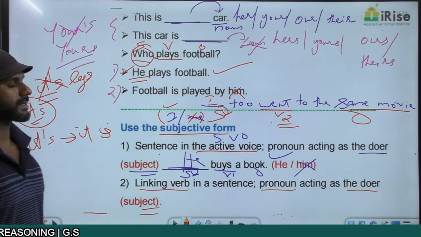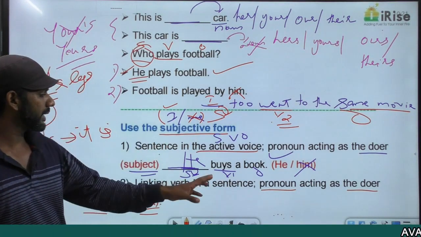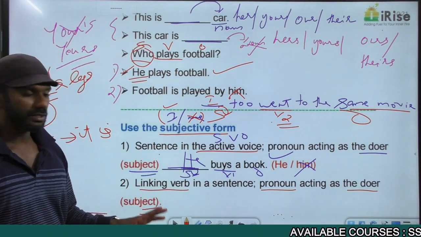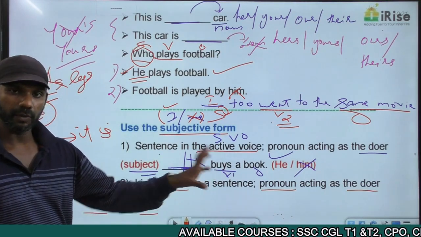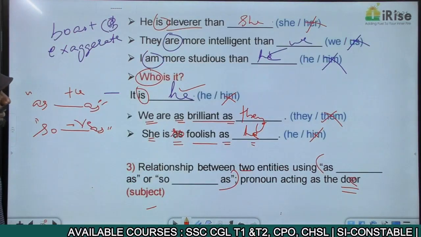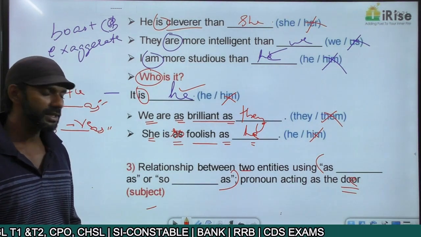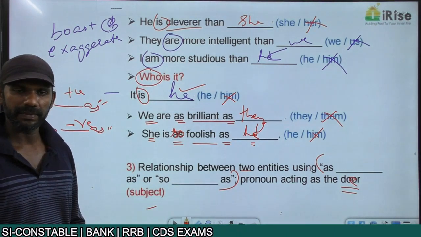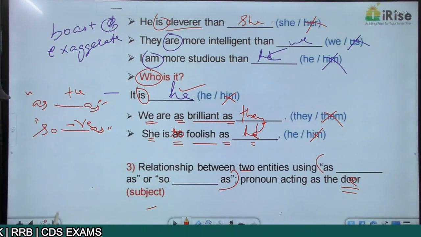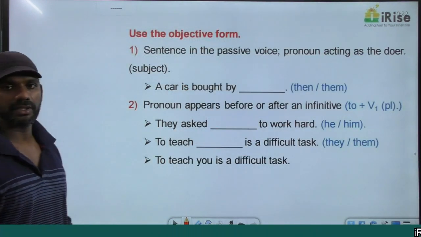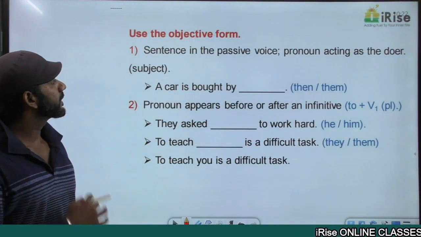The first situation is a sentence in the active voice, pronoun acting as a doer. The second situation is a linking verb in a sentence, pronoun acting as a doer. The third situation is a relationship between two entities using "as dash as" or "so dash as", and then the pronoun acting as a doer. So these are the three situations where we need to go for the subjective pronouns. Come to the next one.